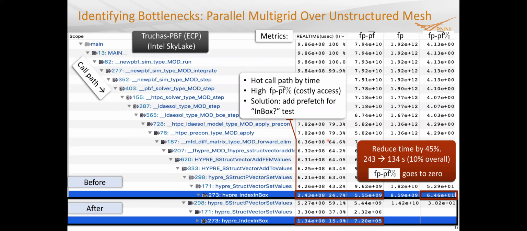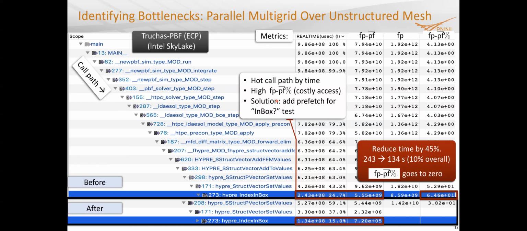Let's look at 2 examples. The first one we want to look at is Tuerkisch PBF, which models the metal powder bed fusion additive manufacturing process. It is designed for large-scale MPI and OpenMP simulation using block-structured adaptive mesh refinement and a hyper-scalable multigrid solver. Here, we sort the scopes based on time to find the time hot path.